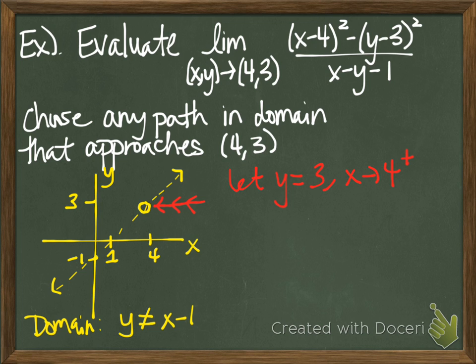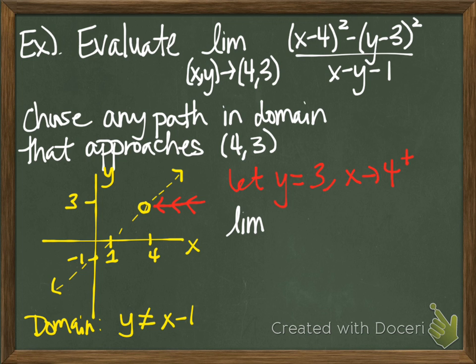You could choose any path. It doesn't have to be a straight line. It could be a parabola. It could be any kind of crazy curve. Doesn't matter. I just picked this for simplicity. Okay, and so now we're going to actually use this to evaluate the limit. Okay, and I'm going to switch back to white just for ease of being able to see this.